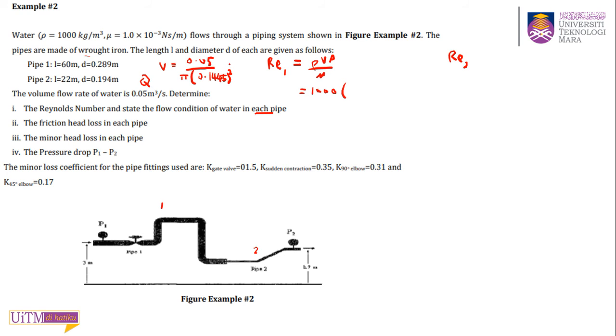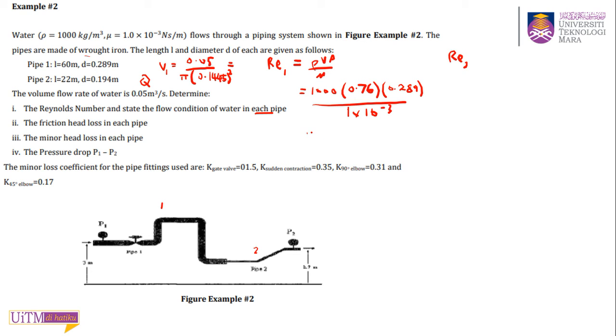What's the value for velocity? Can someone help me? The velocity for pipe 1, V1, is 0.76. And the D for this pipe is 0.289, divided by mu. So mu is 1.01 times 10 to the minus 3.